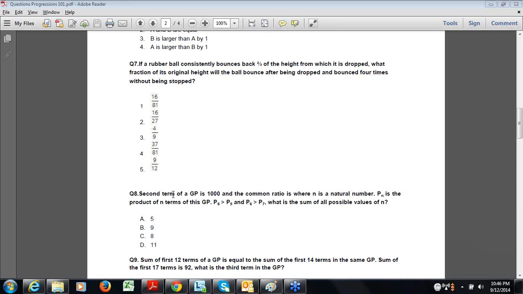Okay guys, question number 8, there is a small correction. It is saying the second term of a GP is 1000 and the common ratio is R, and N is equal to 1 by R, where N is a natural number. So N is equal to 1 by R and the common ratio is R. Keep this in mind while solving the question. I'll give you 1 more minute to solve this question.